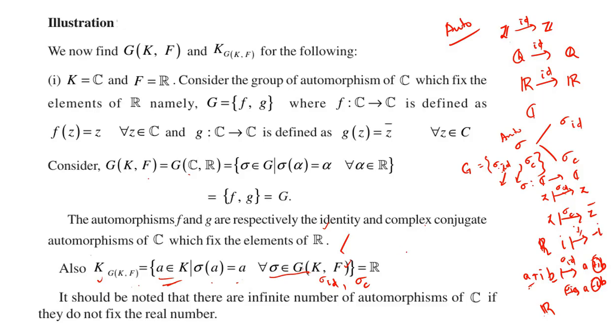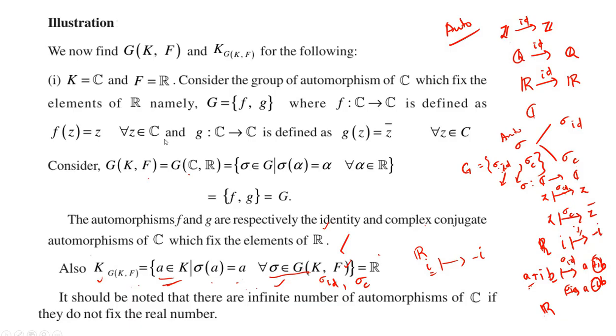What do these two do? As far as the elements of R are concerned, they do not disturb them. They leave them as such. But when it sees the complex number, namely i, it will take it to minus i. So what are the elements which are left fixed by all the elements of G_{K/F}? They are only the real numbers. So you have K^{G_{K/F}}, which you should not memorize.